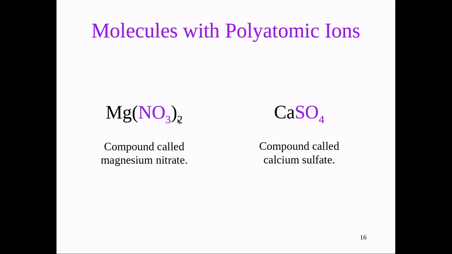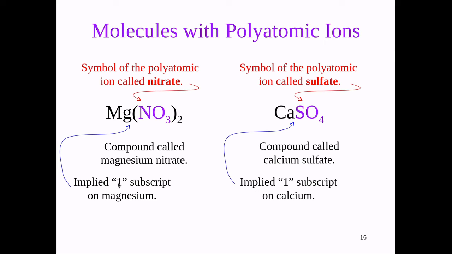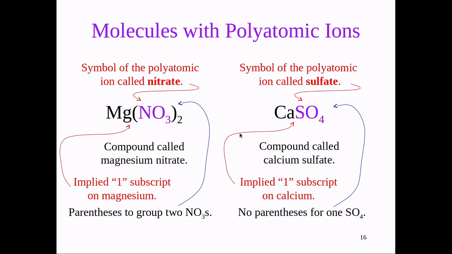So here we have two examples. We have what we call magnesium nitrate, because this is a nitrate polyatomic, and we have calcium sulfate because it's calcium bound to a sulfate. We have an implied 1 subscript on both of the metals here, which means that there's only one atom of magnesium and one atom of calcium. You'll note that over here we have no parentheses around our SO4, so we just have to recognize that this is a sulfate ion.